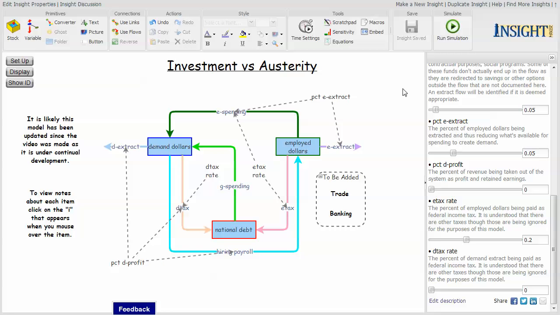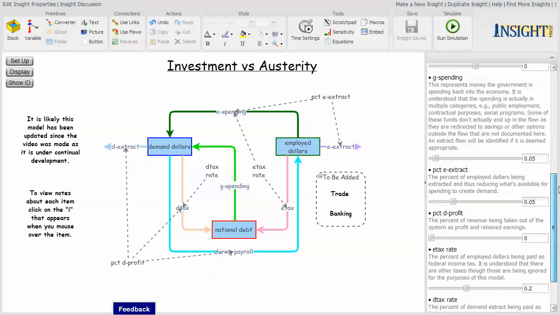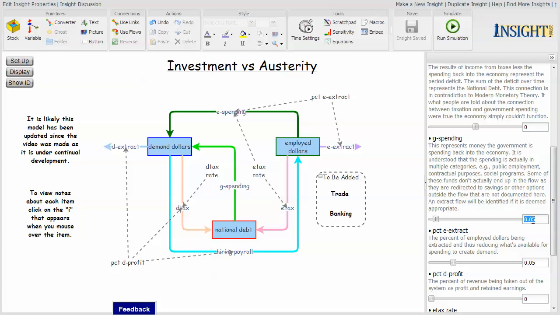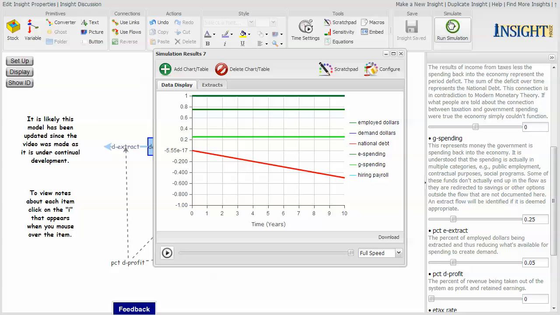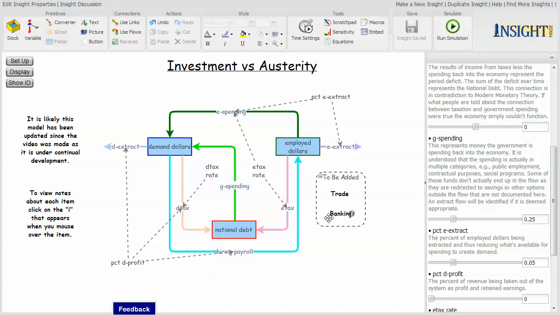And the way to compensate for that is for the government to in fact spend more money. If we increase the government spending and run the model again, we'll see that the economy has recovered to its initial state. The government spending is at this rate on an annual basis, so that the national debt is increasing year after year after year.